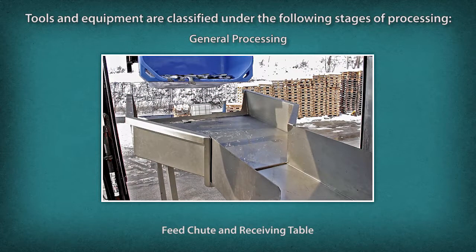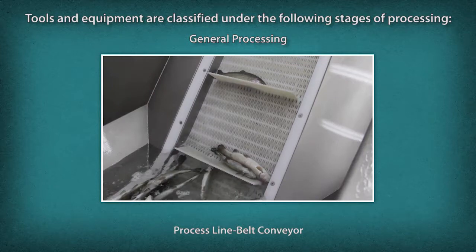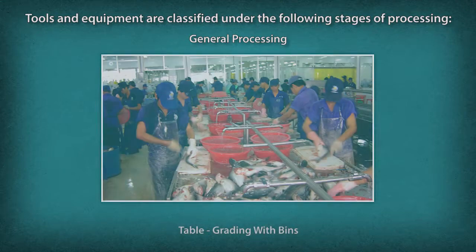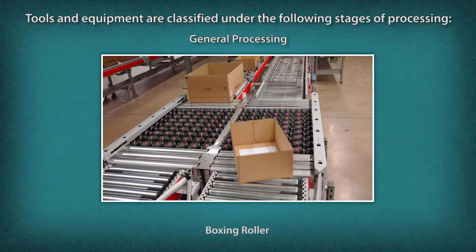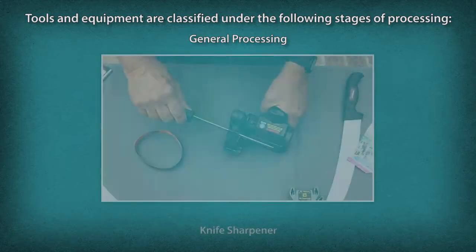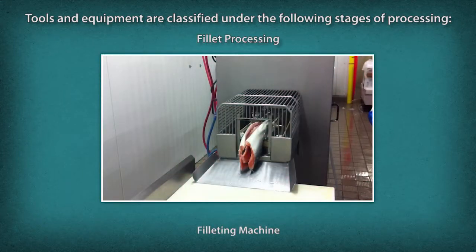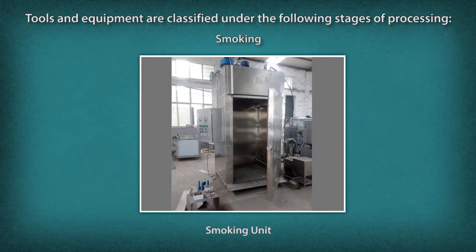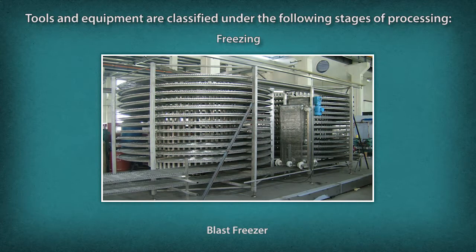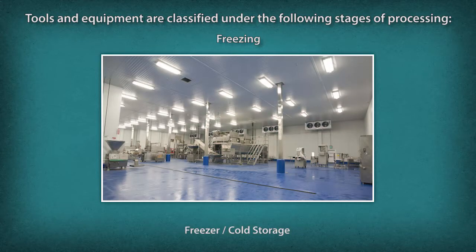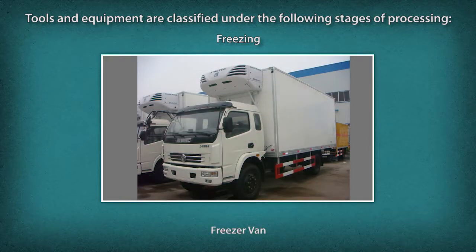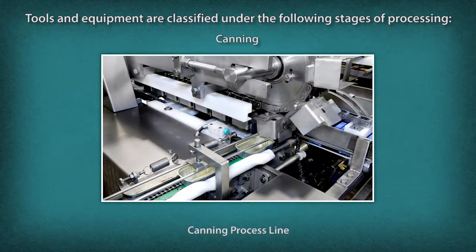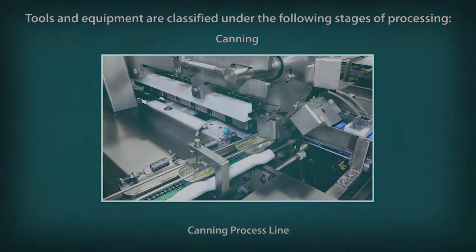General processing. The following tools or equipment is required for general processing: pallet jack, double hopper, feed chute and receiving table, process line belt conveyor, rinse tank, table, grading with bins, boxing roller, knife, knife sharpener, header, fillet processing, filleting machine, pin bone removal machine, smoking, smoking unit, freezing, blast freezer, freezer cold storage, freezer van. Canning, canning process line.